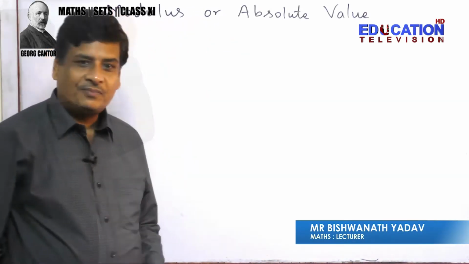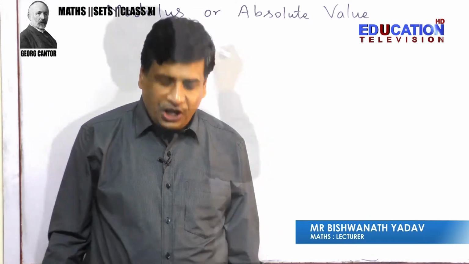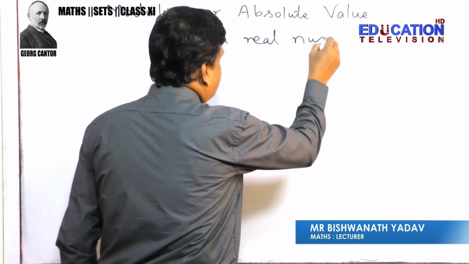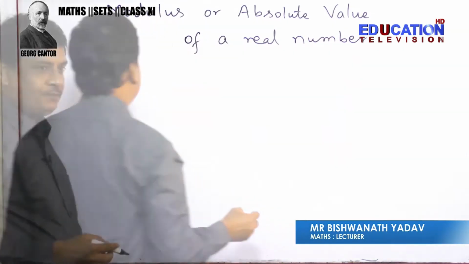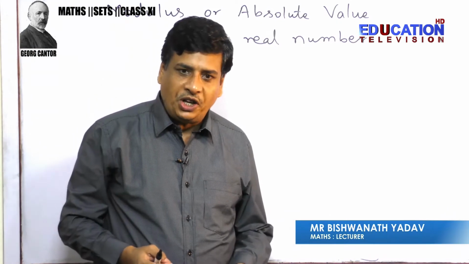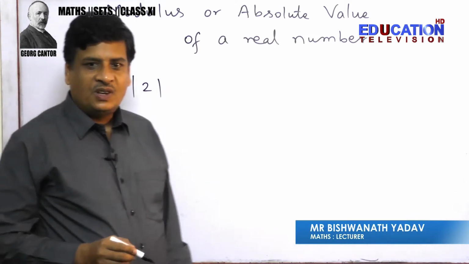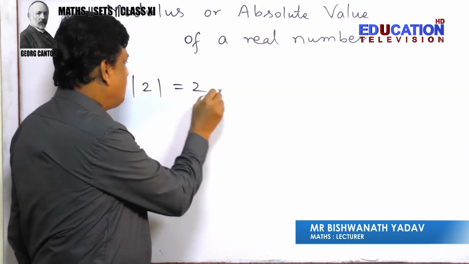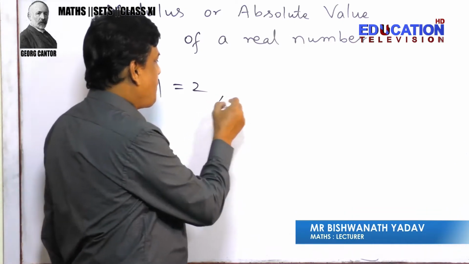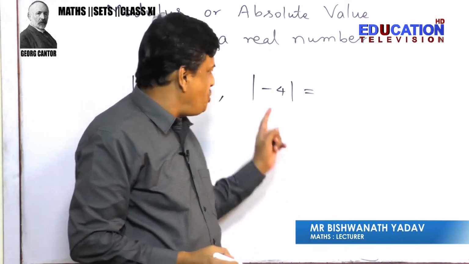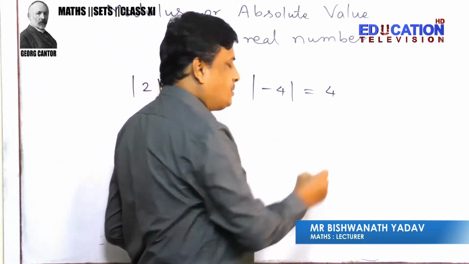Today I discuss the modulus of a complex number. Modulus or absolute value of a real number. If we find the modulus of a real number, for example, modulus 2, it is equal to 2. Modulus of minus 4, or magnitude of minus 4, is equal to plus 4.